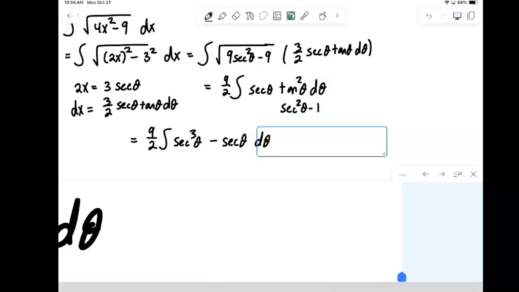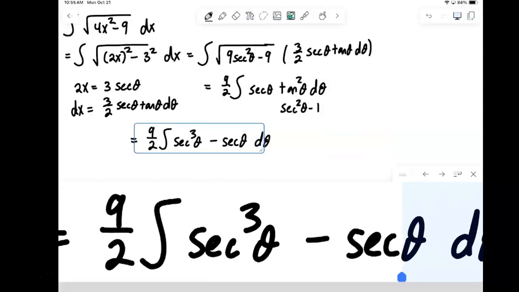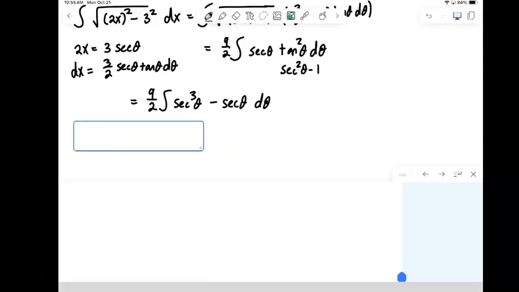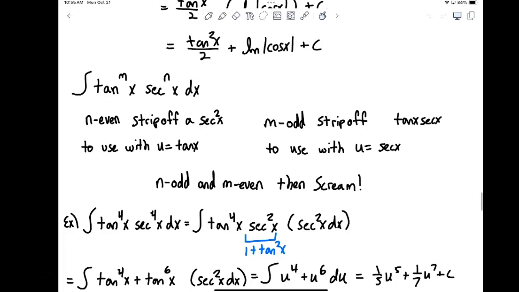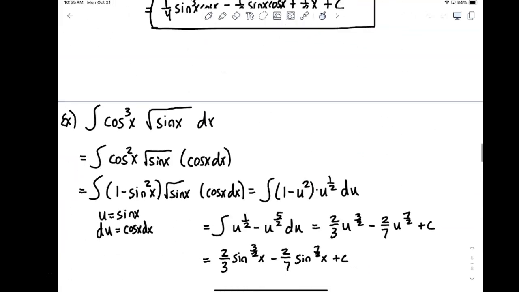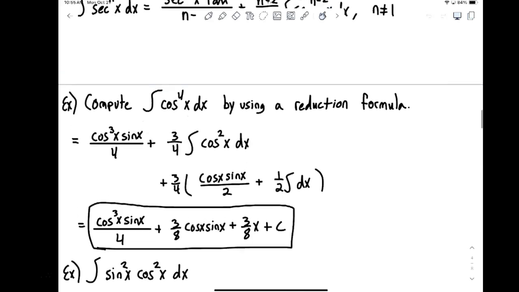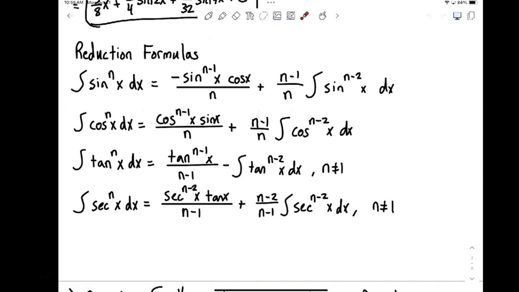And that means we have to use our reduction formulas. So I would come in here and use the reduction formula on secant cubed. Recall what that formula is, so let me just pull up the old notes from 8.3. Right, our secant reduction formula. Here it is.